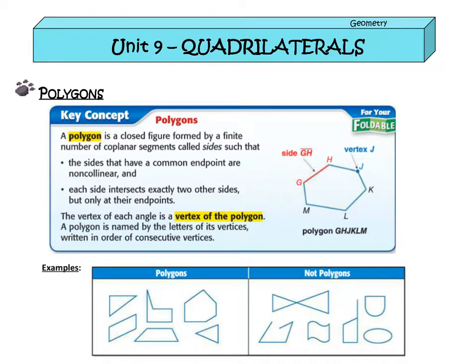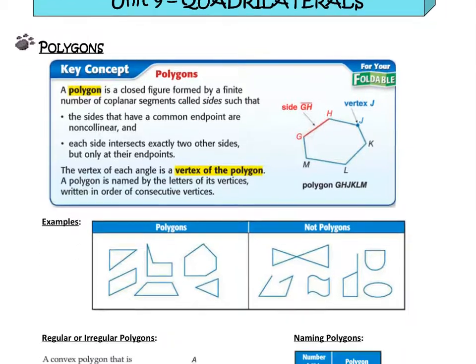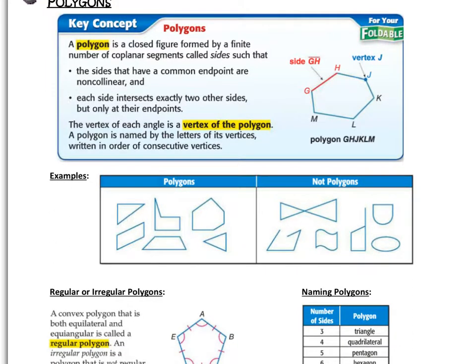Okay, this first lesson in our Unit 9 Quadrilaterals unit deals with polygons. A couple of things: a lot of this is review. A couple highlights that I wanted to talk to you about. There's not a whole lot in your notes that's new. Basically, the notes are going to be a reference sheet.